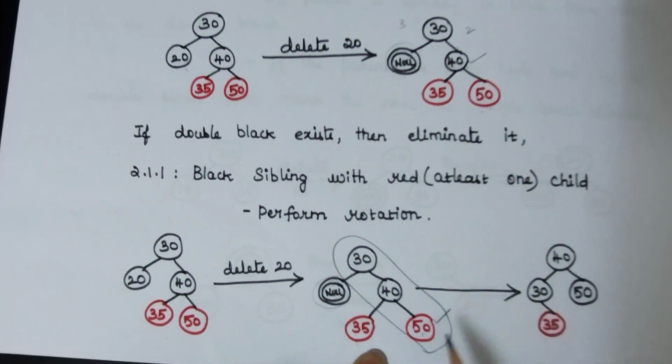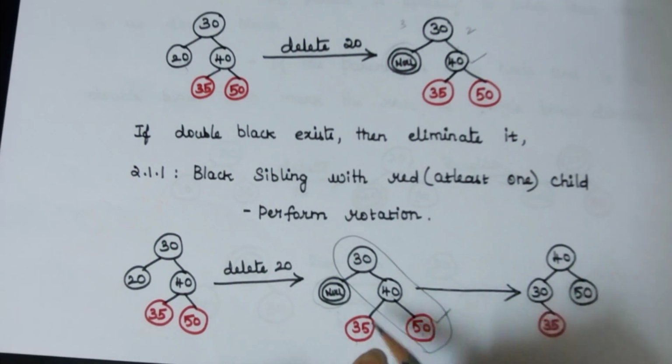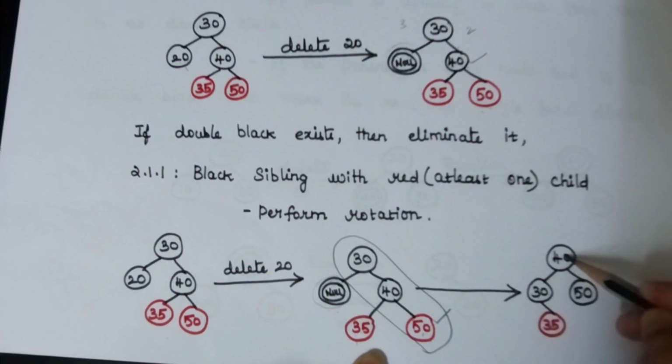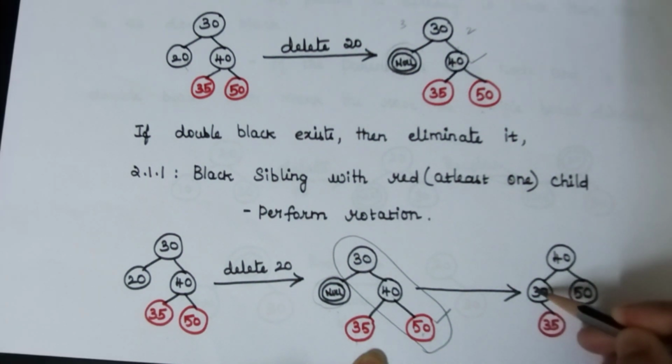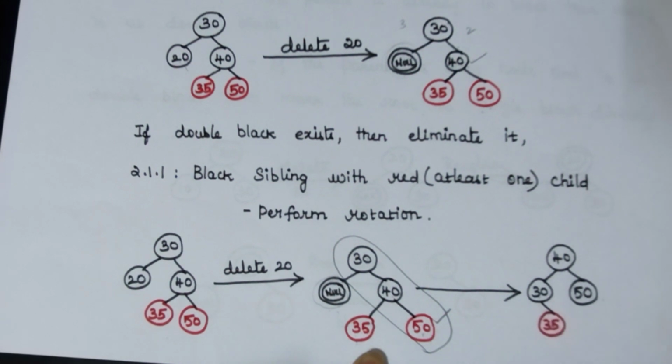If you apply the single left rotation, then 40 will become the root node, 30 will come as the left child of 40, and 50 will be the right child of 40. Now 35 you need to place. 35 is in the left of 40. So start comparing from 40. On the left side you need to place 35. Again compare 35 with 30. 35 is greater than 30. So place it in the right of 30. This is what we have done now.